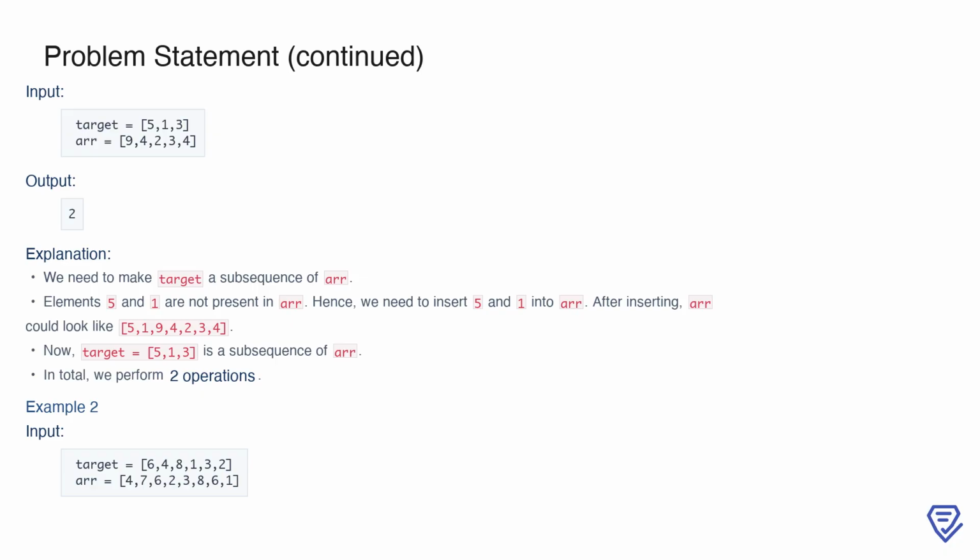For example, after inserting these elements, ARR could look like 5, 1, 9, 4, 2, 3, 4. Now, target equals 5, 1, 3 appears as a subsequence. The total number of insertions required is 2 in this case.